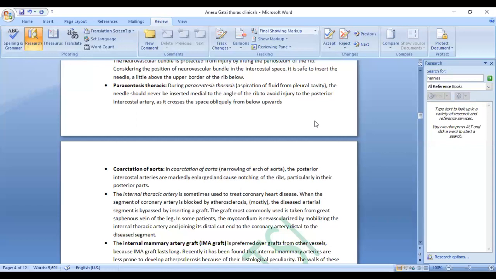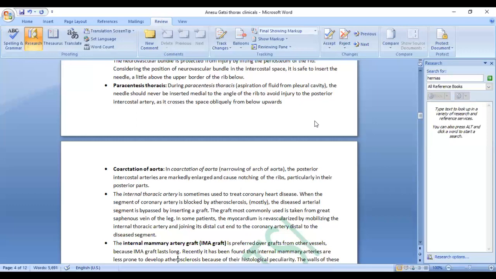So since the posterior intercostal arteries will have low blood moving in them, there'll be regions of low blood pressure. Then the anterior intercostal arteries will be regions of high blood pressure. So you have reversal of blood flow into these posterior intercostal spaces, and then the blood will actually fill the posterior intercostal arteries and cause them to dilate, then causing that notching of ribs that is most particularly in their posterior parts. So this may cause erosion of a rib.